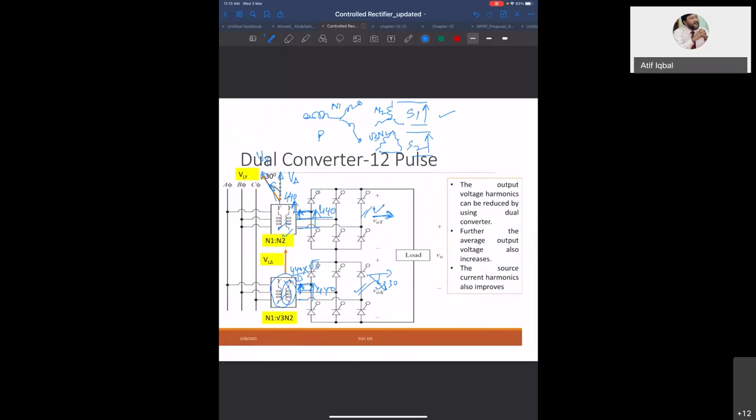So if you apply at alpha here, then here you have to apply after 30 degrees, okay? Alpha minus 30 degrees. You have to apply alpha minus 30 degrees because this is lagging. So you apply the gate pulses after 30 degrees of module 1.